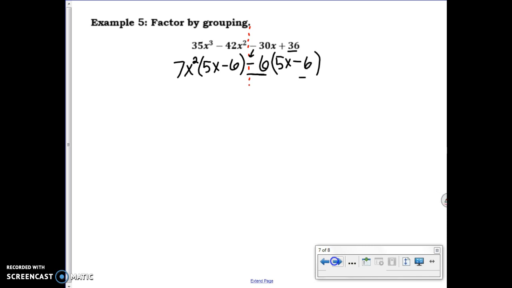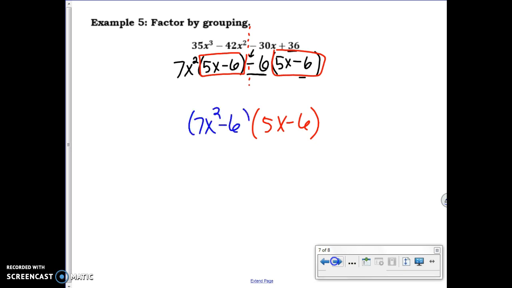All right, cool. Let's see. Did we do factor by grouping correctly? Our parentheses match, so yes, we definitely did. Remember, I'm going to factor out one of those binomials. So I've got 5x minus 6. And then you just write what you have left. What I have left is 7x squared minus 6.